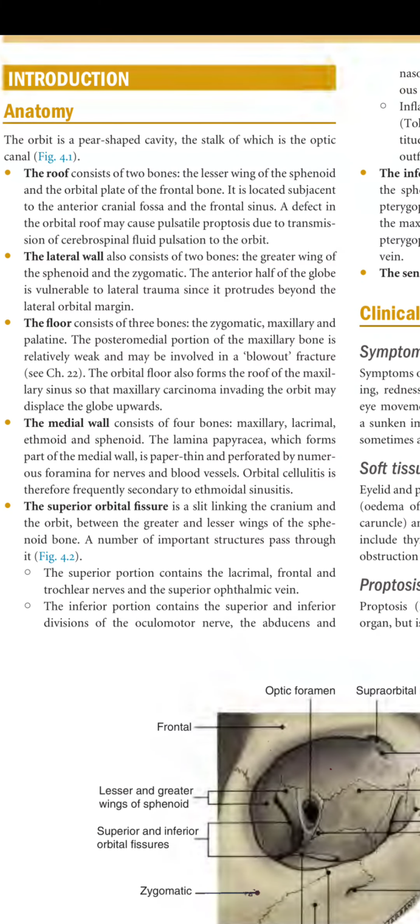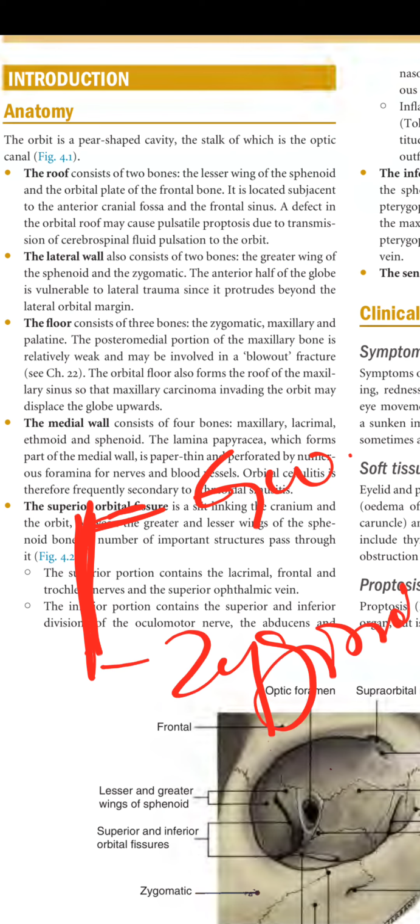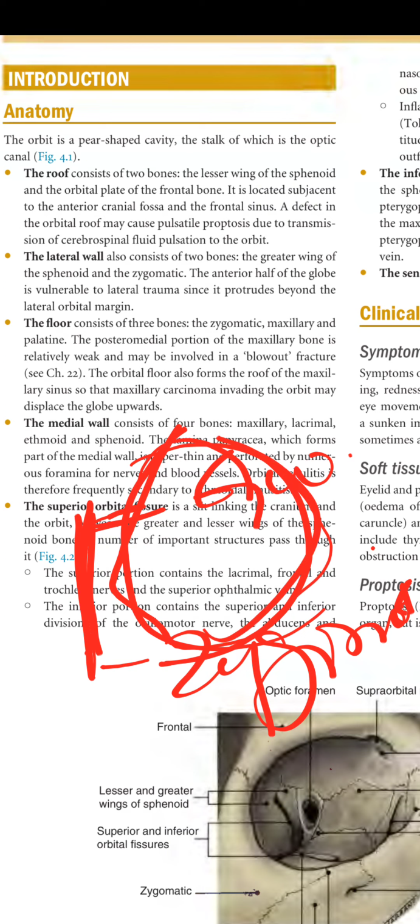The lateral wall also consists of two bones, the greater wing of the sphenoid and the zygomatic bone. The anterior half of the globe is vulnerable to lateral trauma since it protrudes beyond the lateral orbital margin. So the lateral orbital margin consists of two bones, the greater wing of sphenoid and the zygomatic bone. It is quite a resistant wall. It is not so prone to fracture, but the anterior globe that protrudes along the lateral wall is prone to trauma.